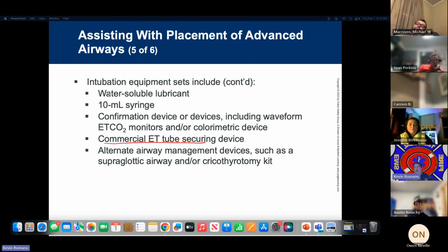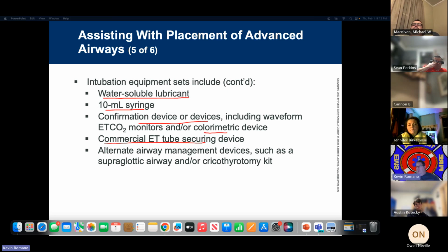Assisting with placement here, you have to have a water soluble lubricant. We have to lubricate the tip. A 10 ml syringe that helps fill the cuff. We want to make sure you check that first. A confirmation device. And the confirmation device, by the way, is the same thing you guys should be utilizing for your iGels and everything else.